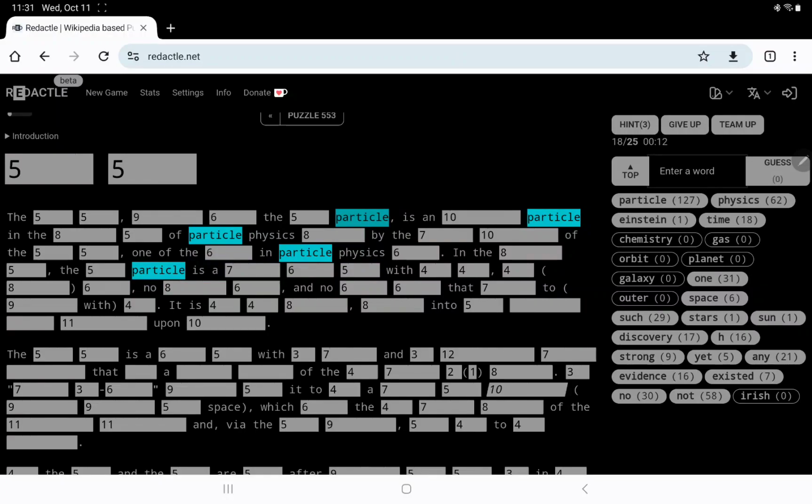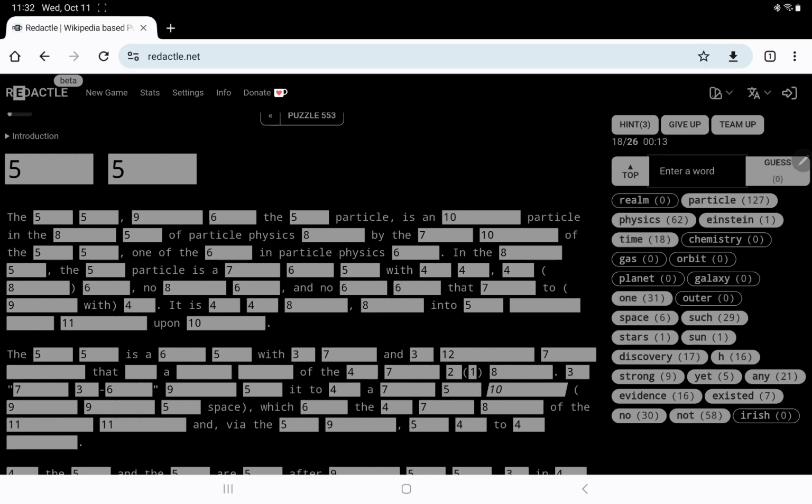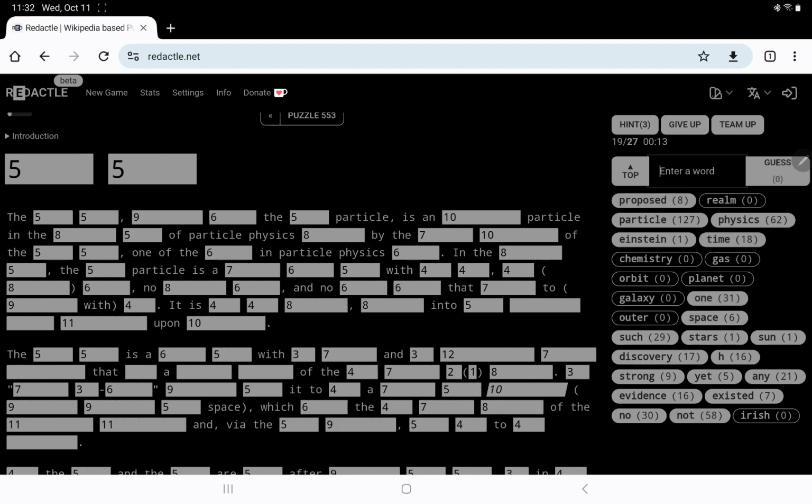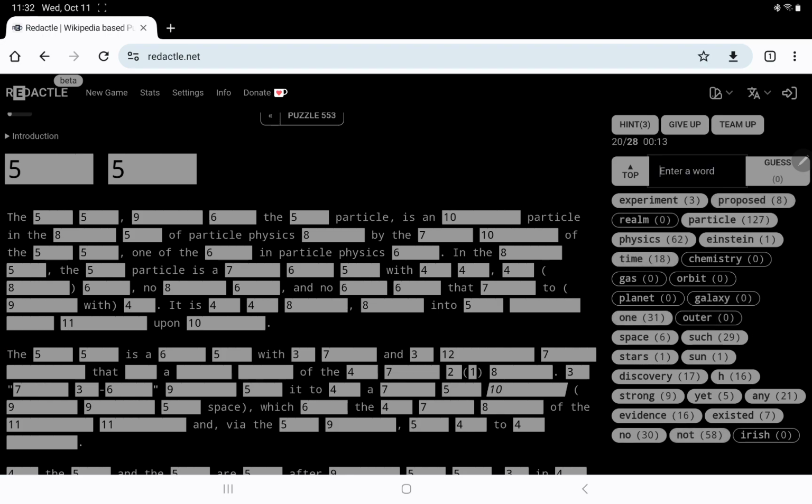The 5-5 something something, also called the 5-particle. Oh my goodness, is an something particle. What is that adjective beginning with a vowel in the realm? No, in the 8-5 of particle physics. Is it proposed by? Well, we do have 8 proposals. By the 7-10, is it by the something experiment? Is 10 letters? We do have some of those.